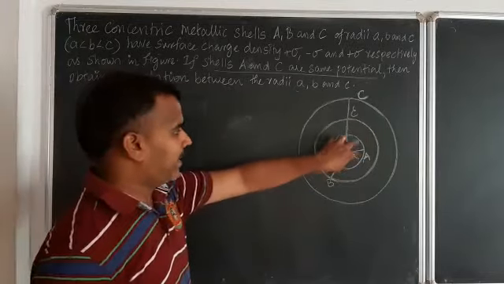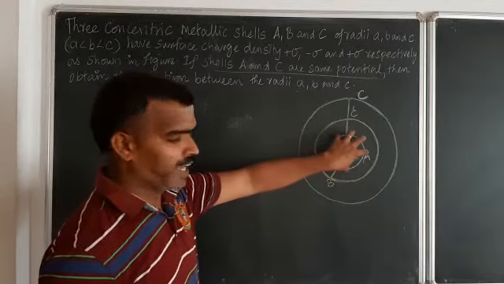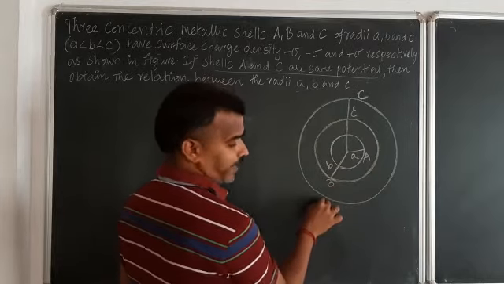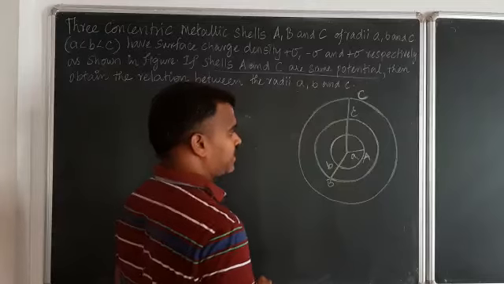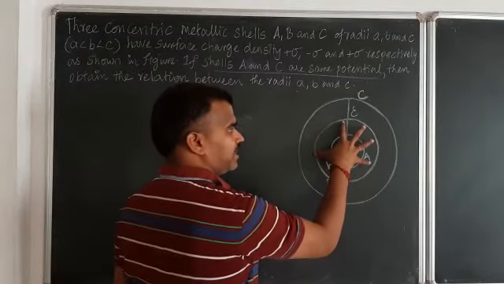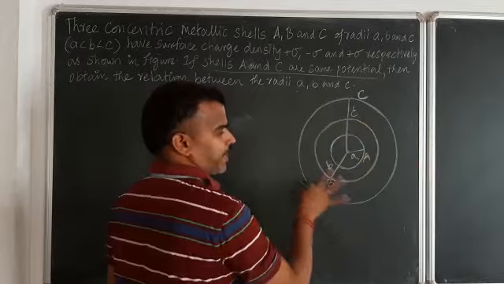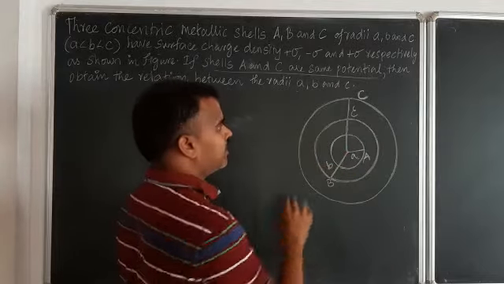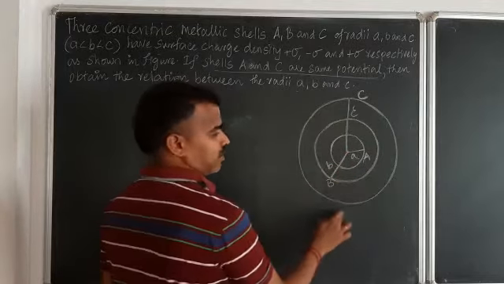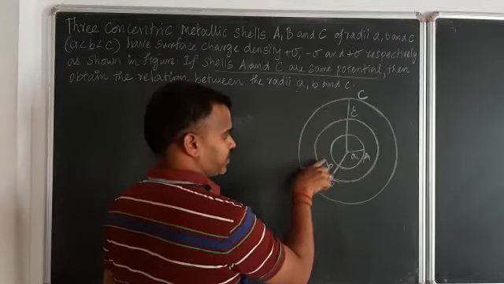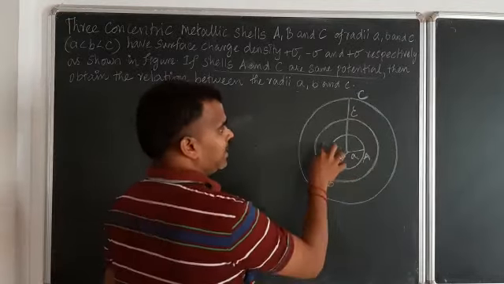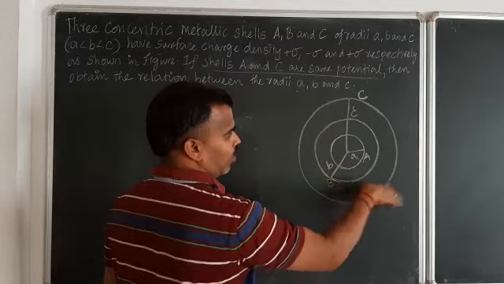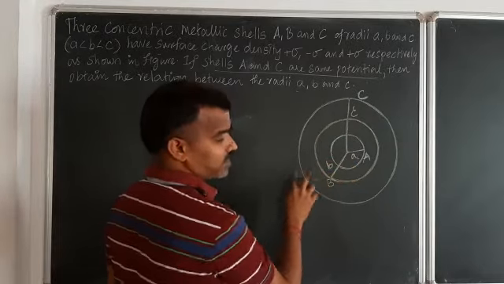When we calculate the potential of sphere A, we should take into account these two spheres, sphere B as well as sphere C. Why? Because sphere A lies inside both the B sphere and the C sphere. And if you want to calculate the potential of sphere C, then we should take into account the B sphere as well as the A sphere, because the C sphere lies outside both.